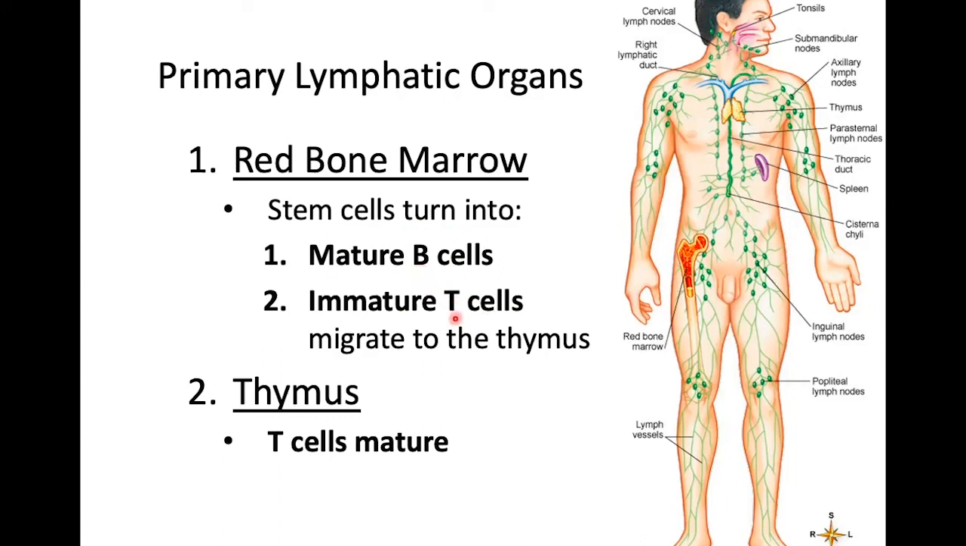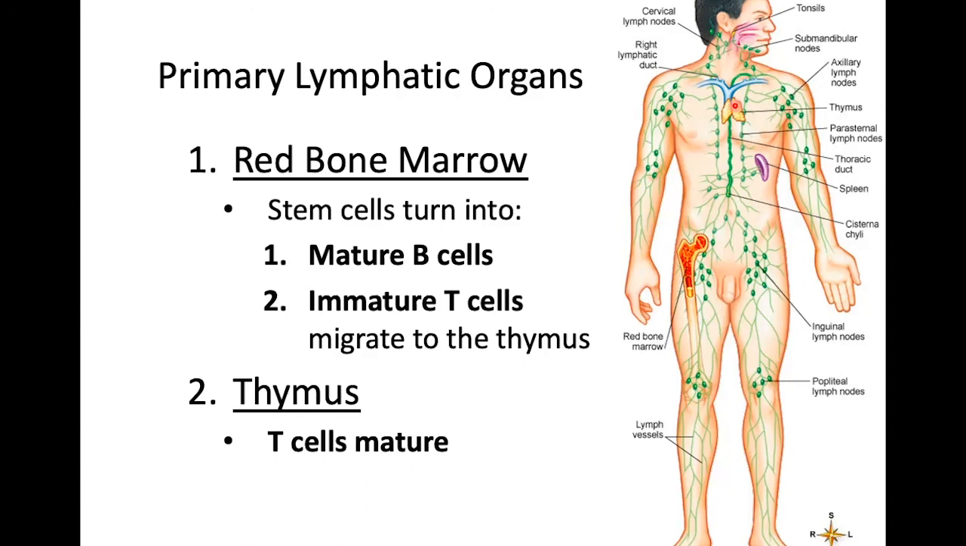And then our T cells, well, they migrate to the thymus, and the T cells are going to mature in the thymus. Now, what does this mean to mature? Well, remember, our immune cells are going to act as our main defense. And so our immune cells need to be able to recognize what is a cell that is supposed to be in your body versus what is a cell that is not supposed to be in your body. Okay, what is foreign? What is normal versus which is abnormal?